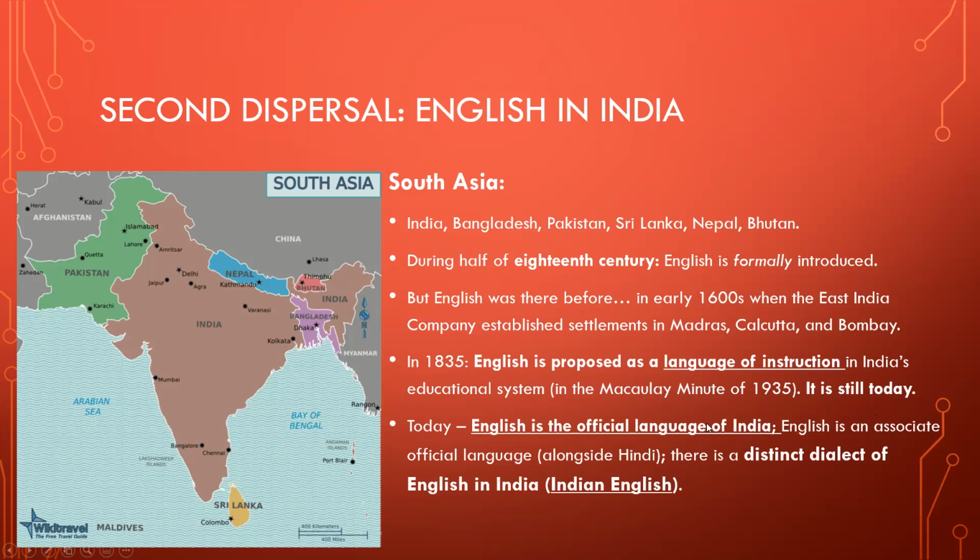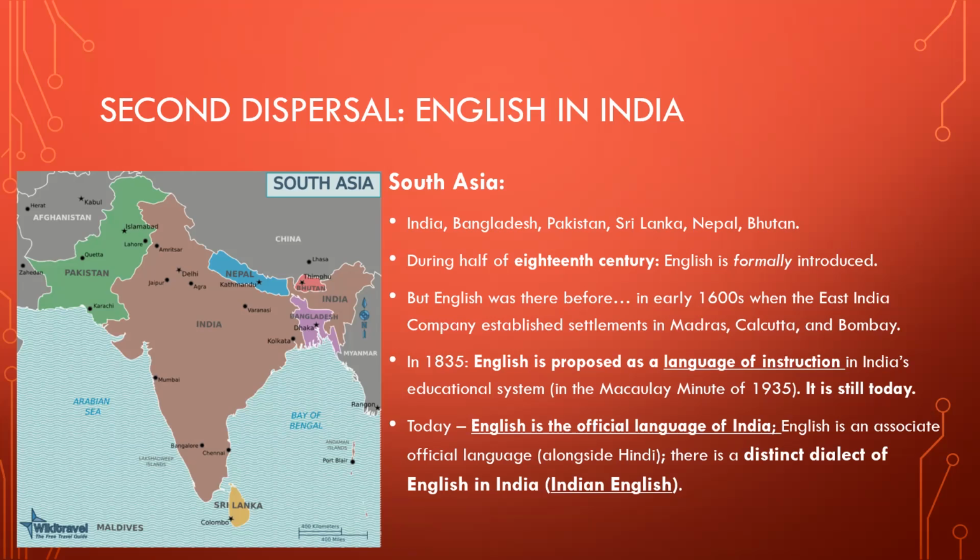Today, English is the official language of India. English is an associate official language next to Hindi. So both of them are official languages of India. And there's a distinct dialect of English in India that people talk about that we can call Indian English. This means that the English that is found in India is not necessarily the same as the English that we see in the UK, even though there are influences of UK British English.